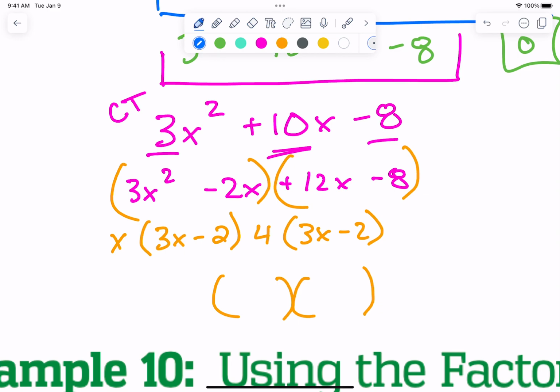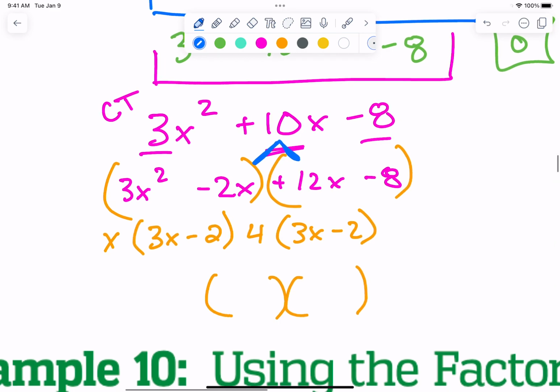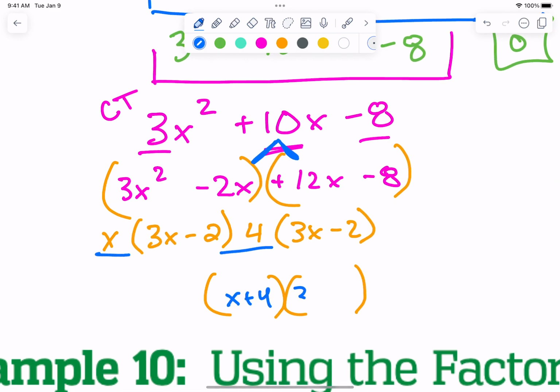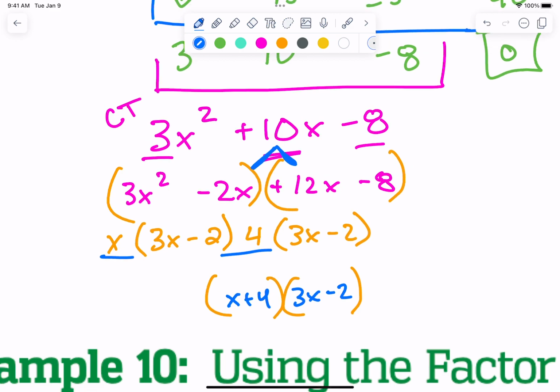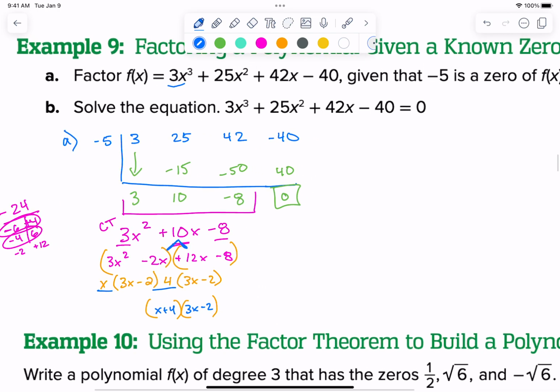So I broke him down here into those two. Are we good? Okay, so what are my two bubbles? x plus 4 and 3x minus 2. x plus 4, which is this guy, and then 3x minus 2. Now, he should have one more bubble. What was my first bubble? My first bubble was a zero at negative 5, so he should have an x plus 5 also in there.